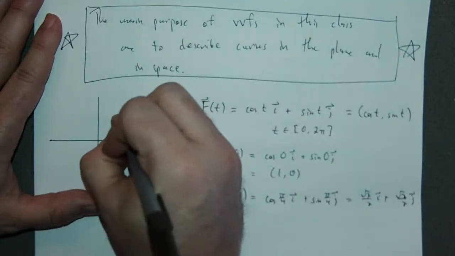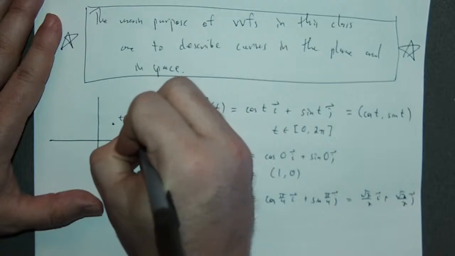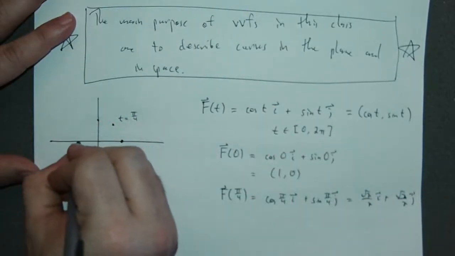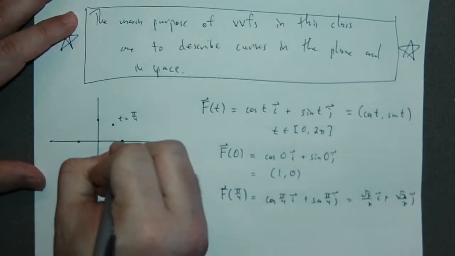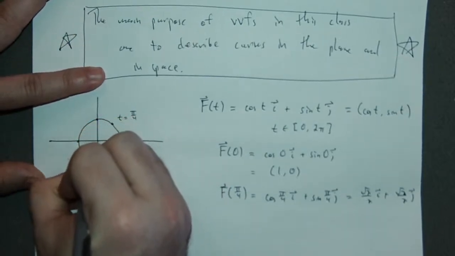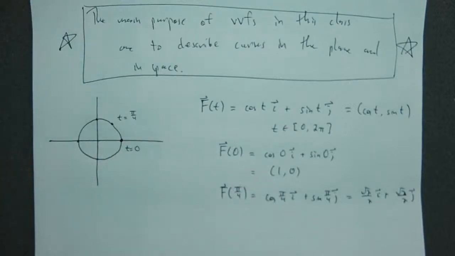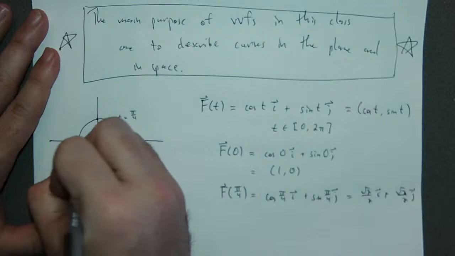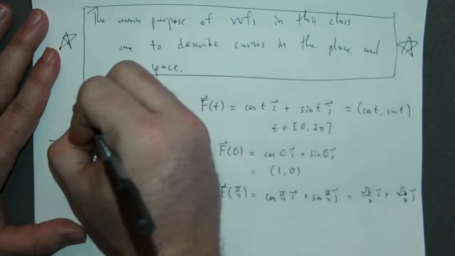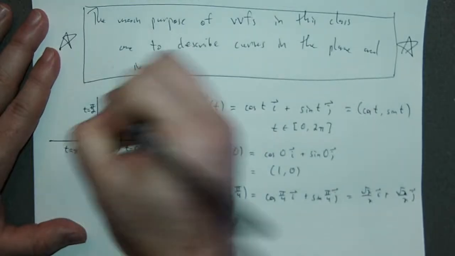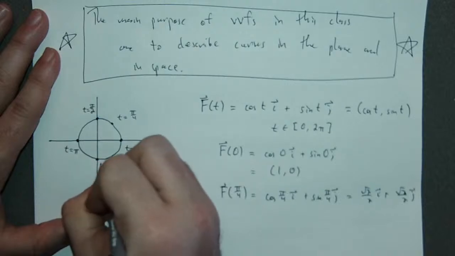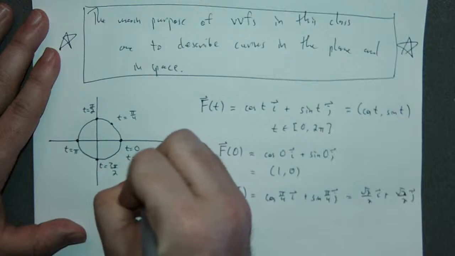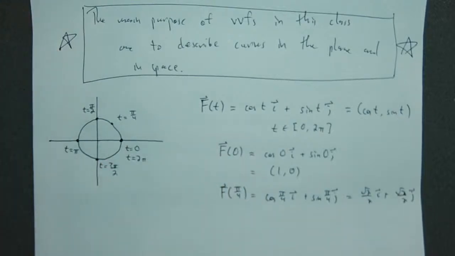Right, so here's when t is pi over 4. And of course you can plug this in and see that this is what the full picture looks like. That's a really bad circle. Okay, but this is what it looks like, and here is when t is pi. Here is when t is pi over 2. And here's when t is 3 pi over 2. And when t is 2 pi, we're back to the starting point.